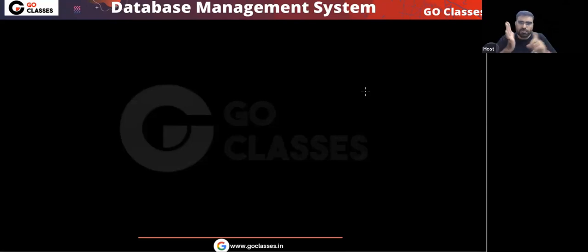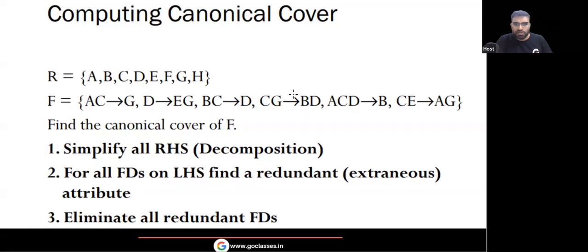The final conclusion: minimal cover, canonical cover, irreducible set. All of them are same. Anyway, whatever we have seen is enough. Please tell me, understood? Let me know. Now let me give you one homework.